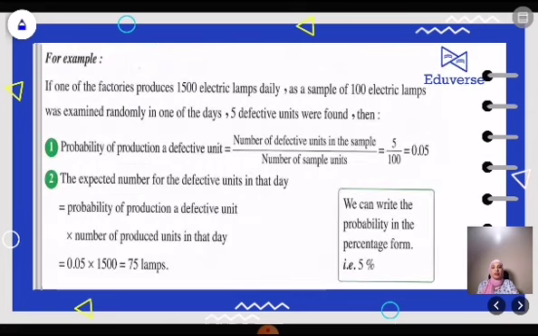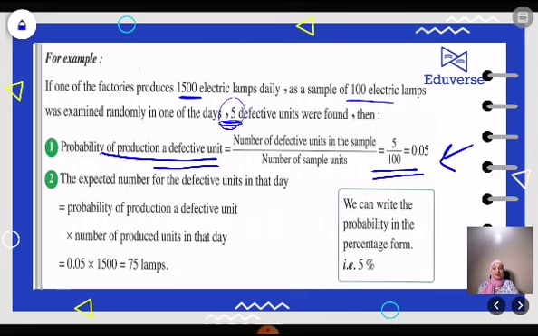For example, here, if one of the factories produces 1,500 electric lamps daily, as a sample of 100 electric lamps was examined randomly in one of the days, 5 defective units were found. We found 5 not working. So 5 were not working out of the 100, not out of the 1,500. So the probability of the defective unit is 5 out of the 100, which is 0.05.